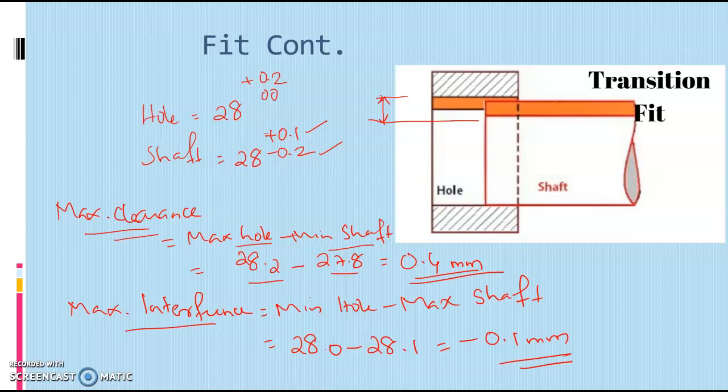And the maximum interference can be given as minimum hole minus maximum shaft. So it is 28 minus 28.1, that is equal to minus 0.1. So that can be represented with this narrow gap.